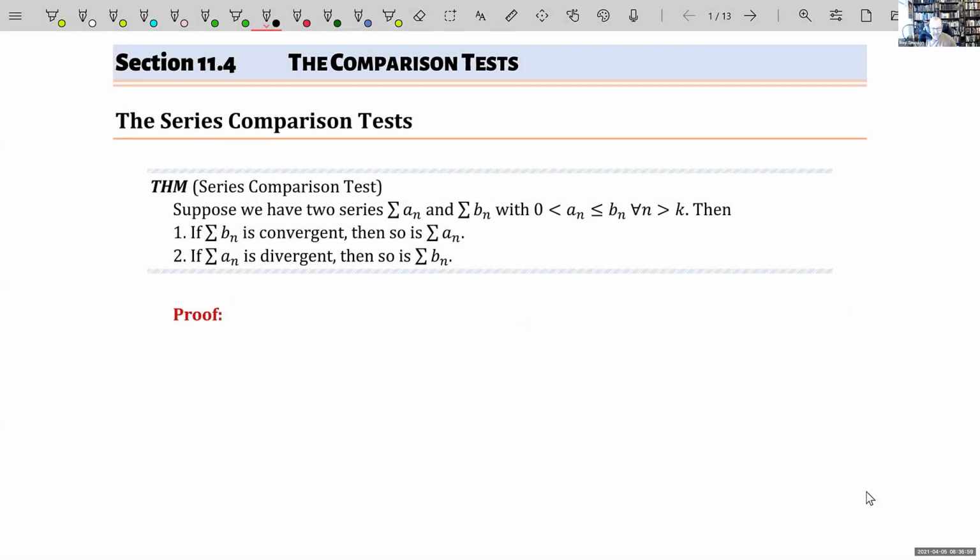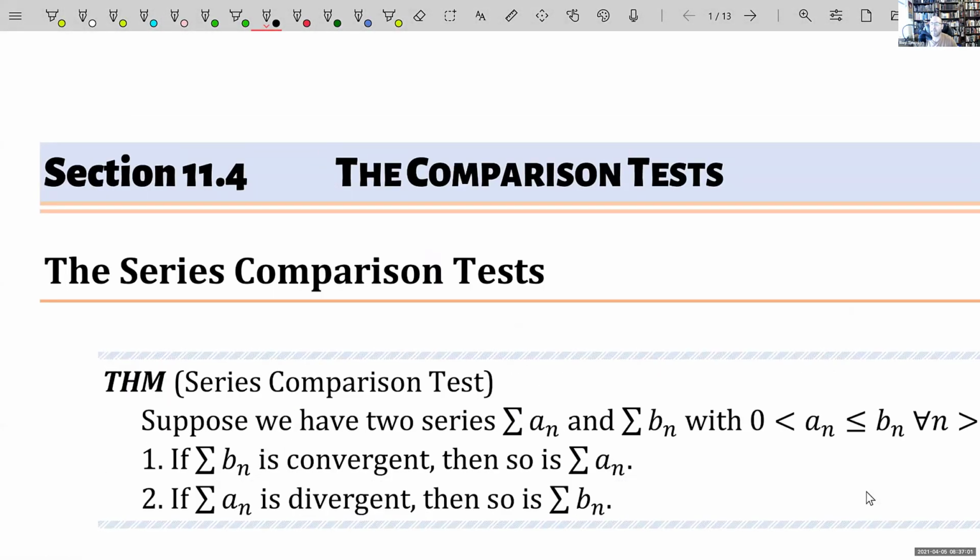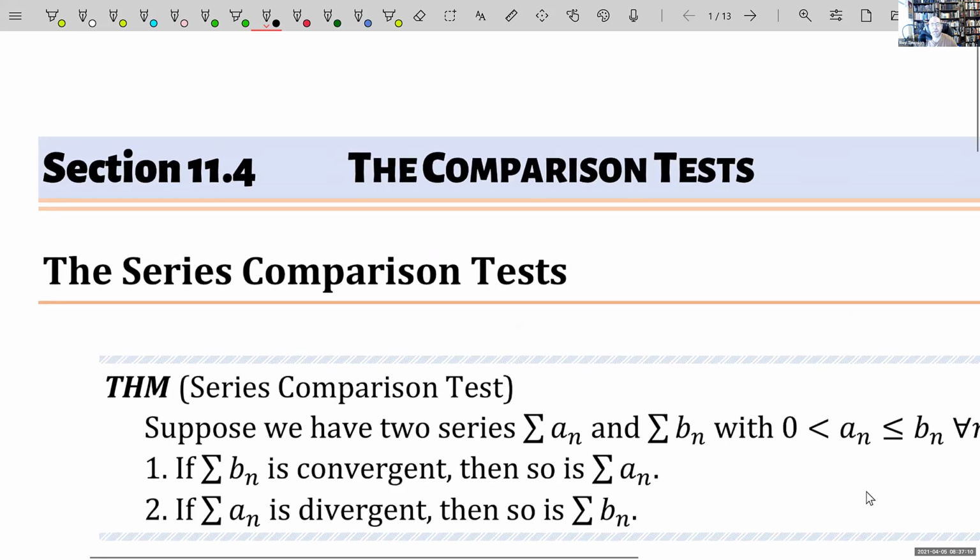So the comparison test, and this is actually something that Avi had asked about earlier, which is, can we just go straight to comparing to a comparison test? At that time, we did not have a series comparison test. We only had integral comparison tests. But now here's the analog to the integral comparison test: a series comparison test.